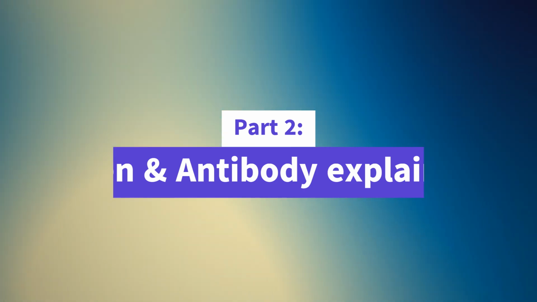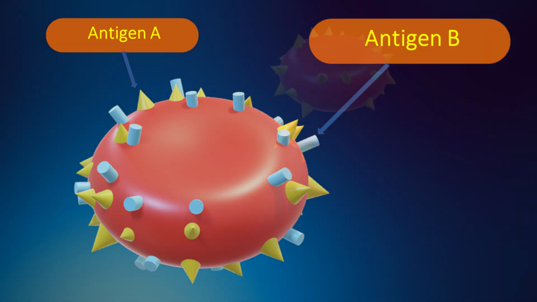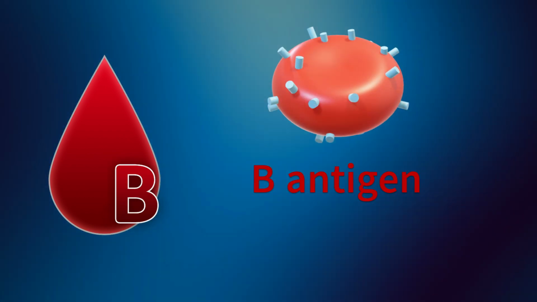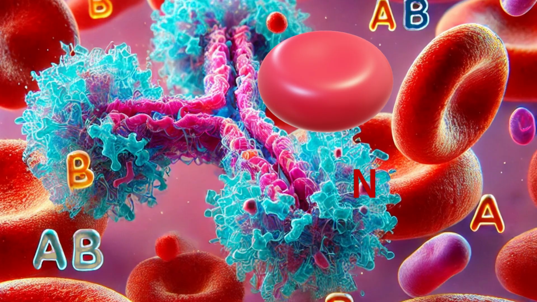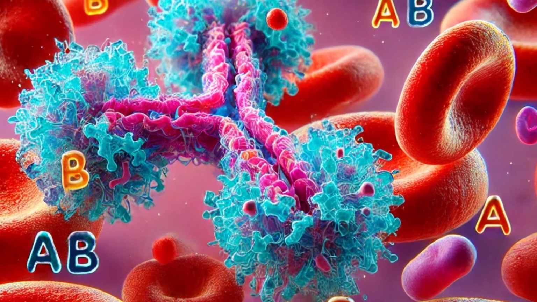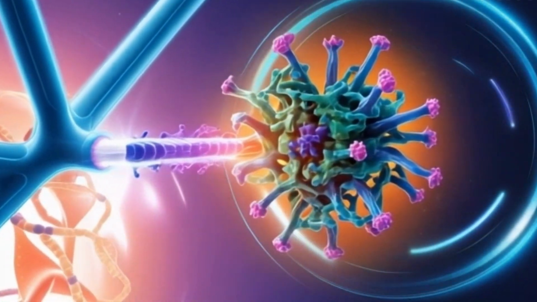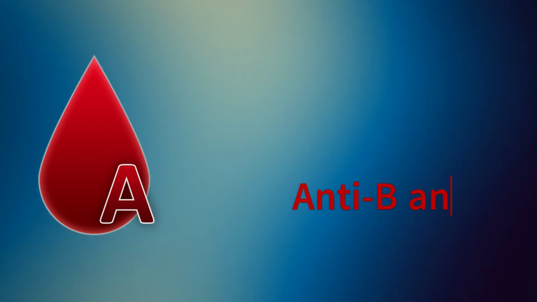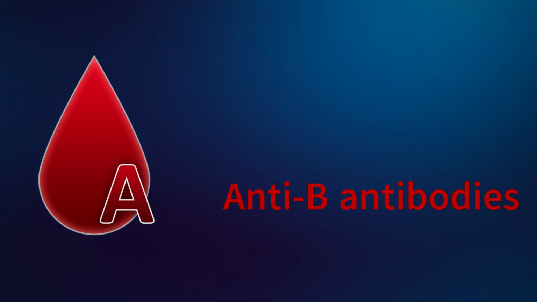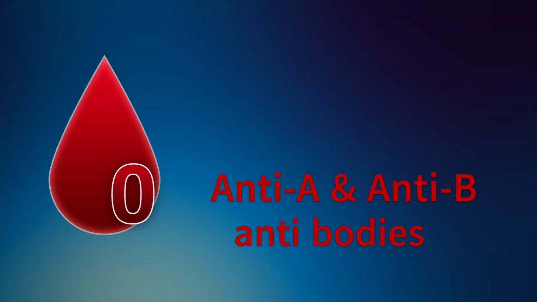Antigens and antibodies explained. Let's break it down. Antigens are like name tags on red blood cells. Group A has A antigens, Group B has B antigens, Group AB has both, and Group O has none. Meanwhile, antibodies are like security guards in the plasma. They attack antigens that don't belong. For example, blood group A has anti-B antibodies, so it can't accept blood from Group B or AB. Blood group O has both anti-A and anti-B antibodies but no antigens, making it special.